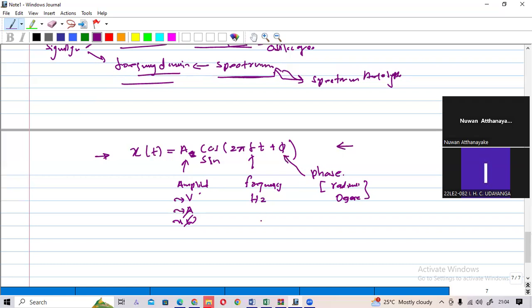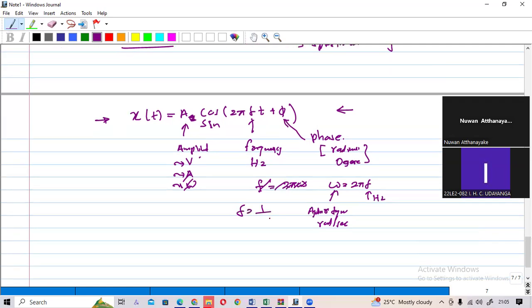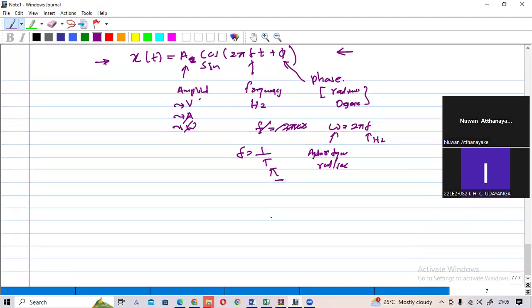Also, omega you can write as 2 pi f. This f is the normal frequency measured in hertz, and this omega we call angular frequency. Actually, this is angular velocity, but angular frequency is also correct. It is measured in radians per second. And maybe you know that f is equal to 1 over T, where T is one cycle.